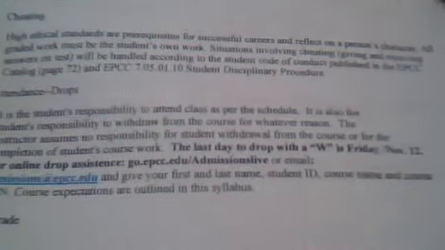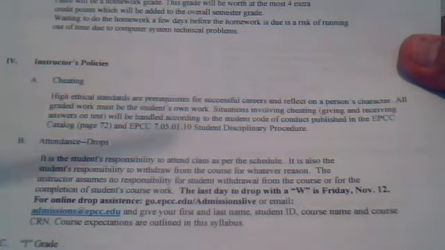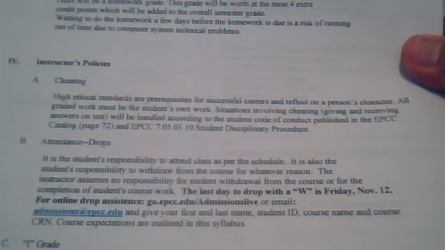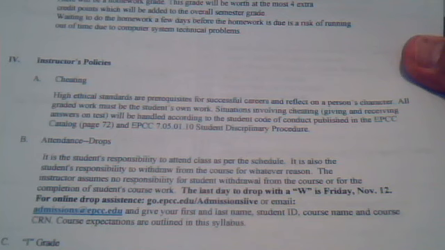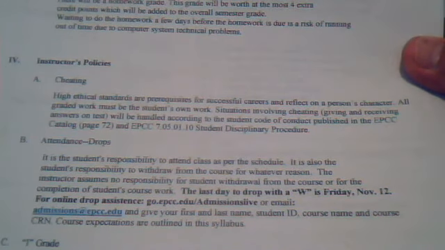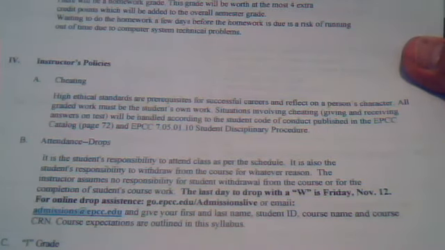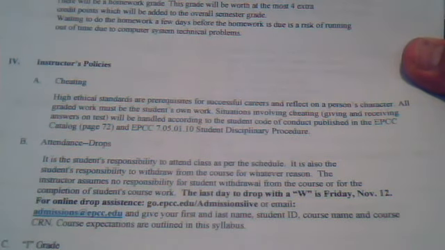And now here's another very important date. The last date to drop with a W is Friday, November the 12th. So you have till Friday, November the 12th to drop and get a W. In other words, not get the average you have at the time. Let's turn the page.